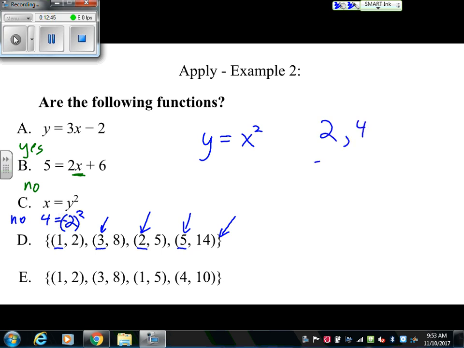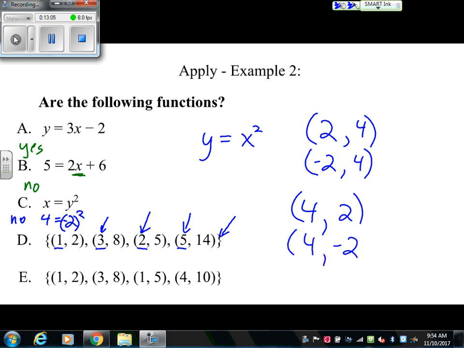I could plug in a negative 2 and get out a 4 as well. And that's fine because as long as there's exactly one output for every input. Whereas on part C, when we had looked at that, we had an input of 4 and we had 2 different outputs. We could either have an output of 2 or an output of negative 2. So there's not exactly one output, so that one is not a function. So getting back to part D, again, for every input, there's one output. Everything seems fine here. So this is, yes, a function.